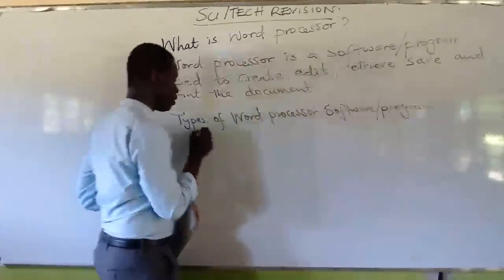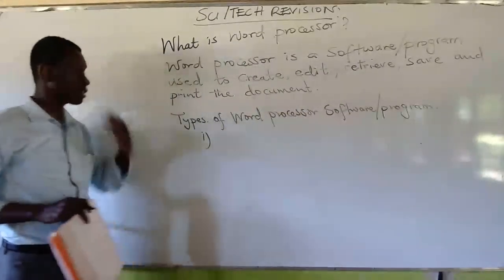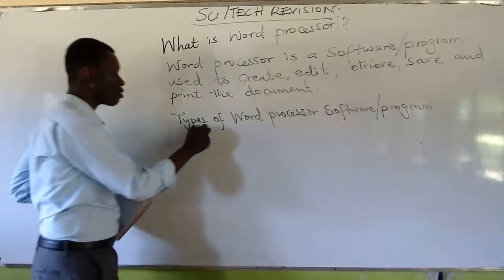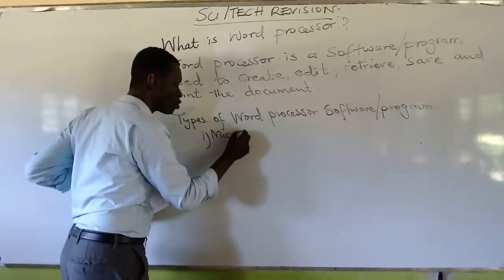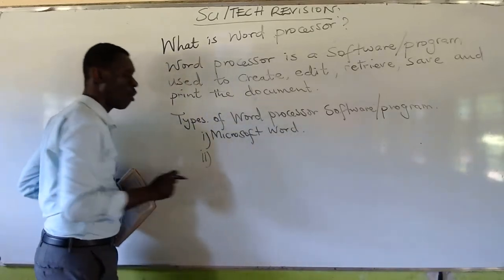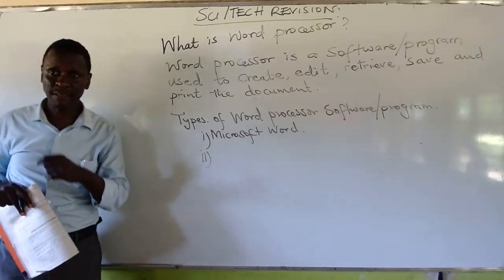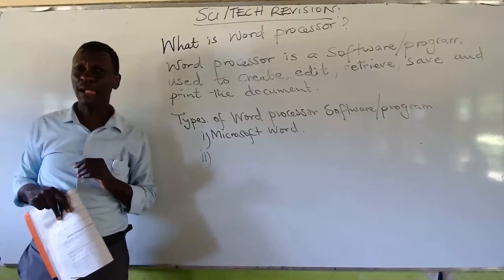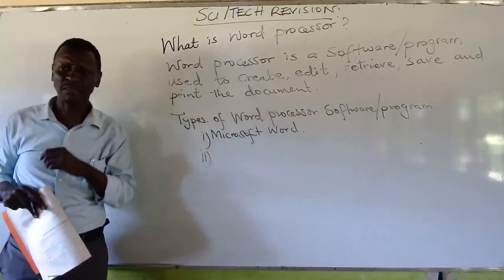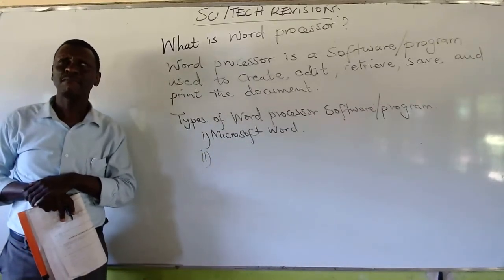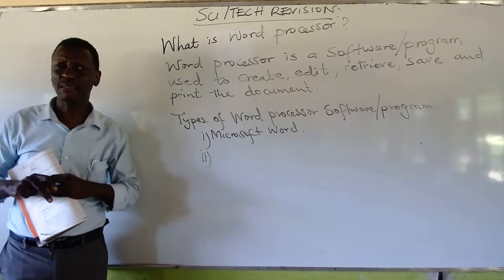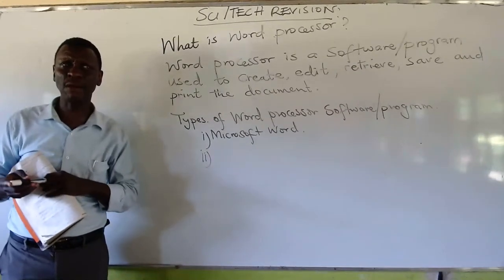Okay, so can we name? So number two was asking about types of word processor. Yes. Microsoft Word. Very good. Number two, or Roman two, that one should be, yes. ORG writer. Not really. I can't get what you're saying. I'm trying to capture what you're saying. Okay, another one.